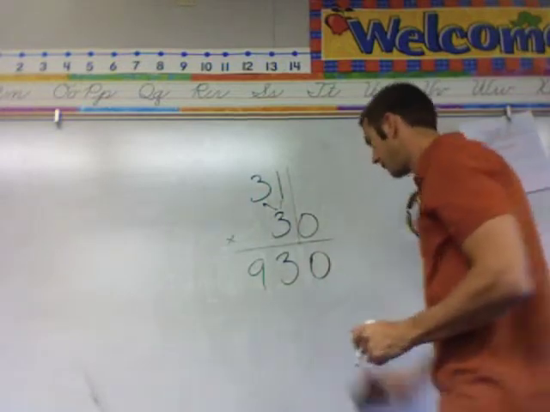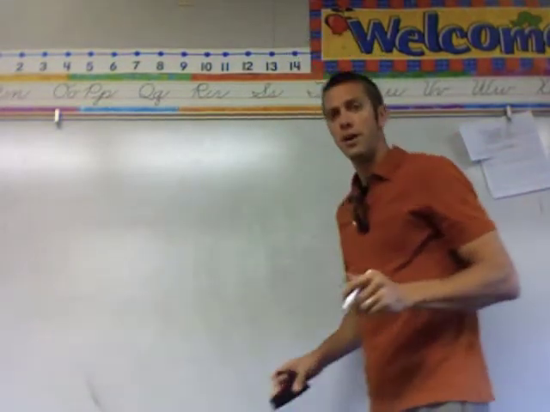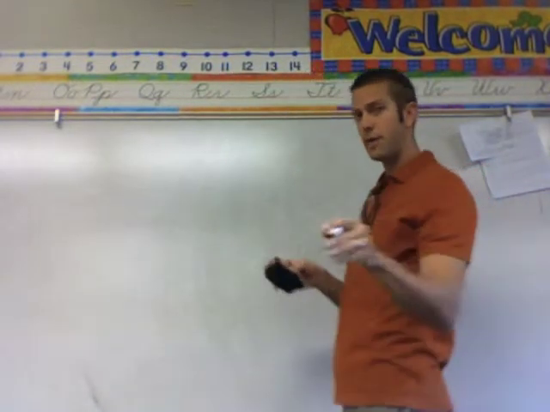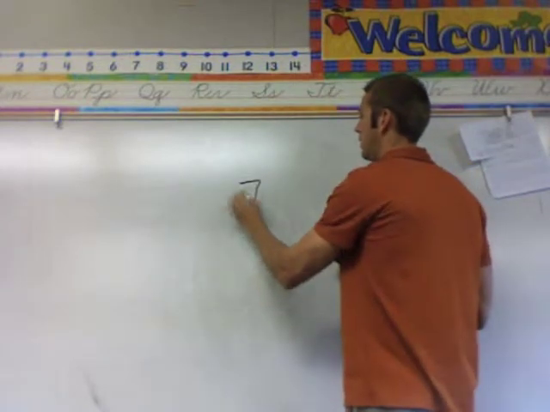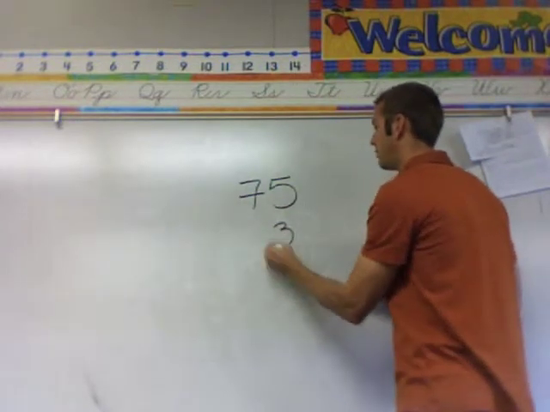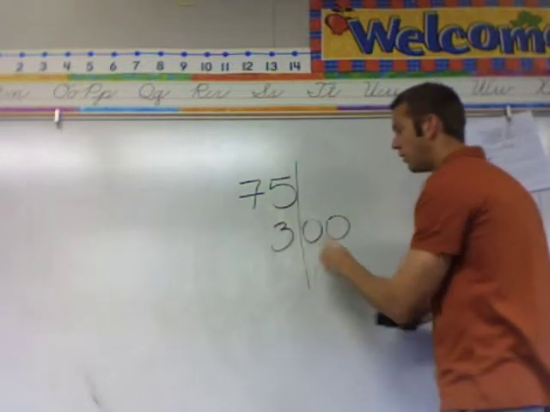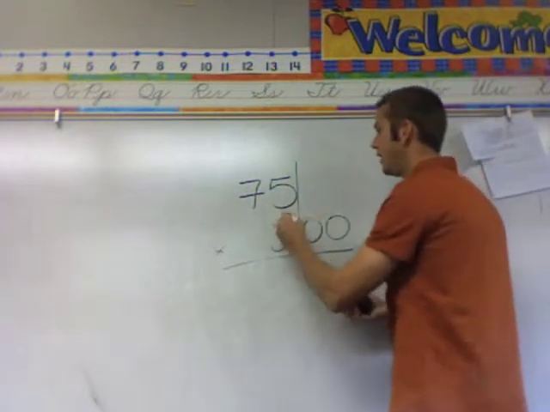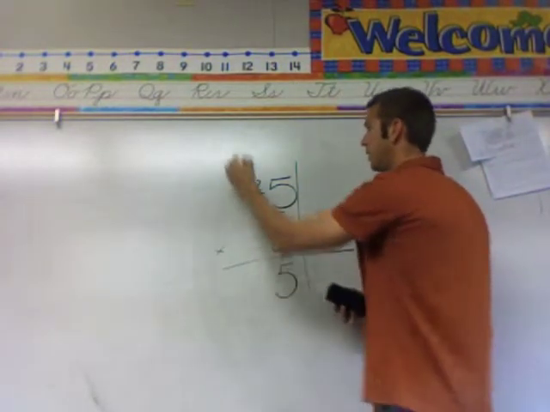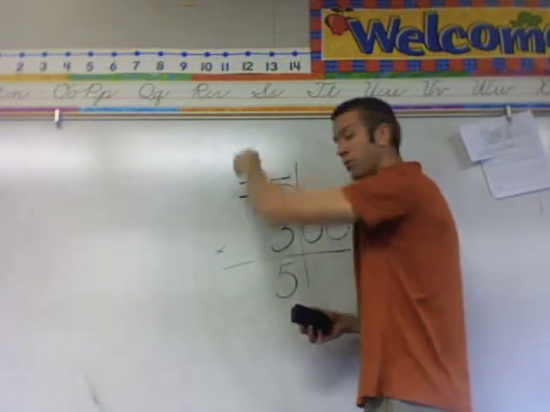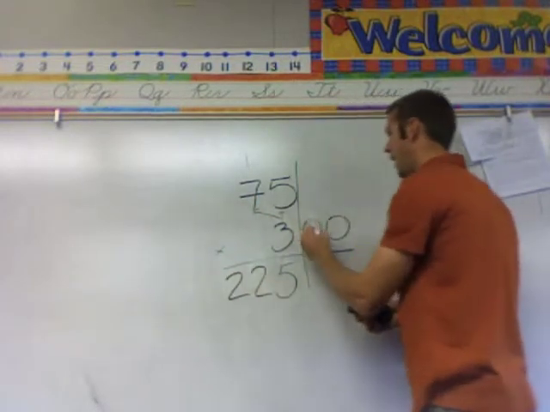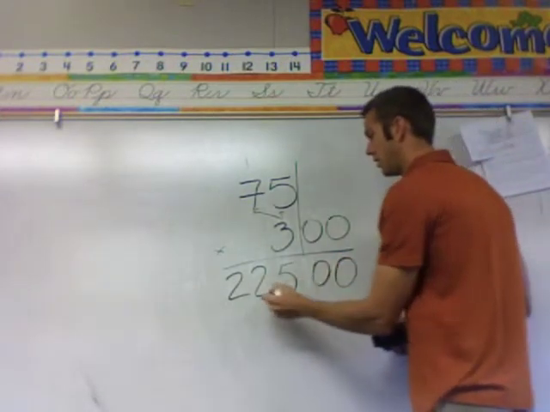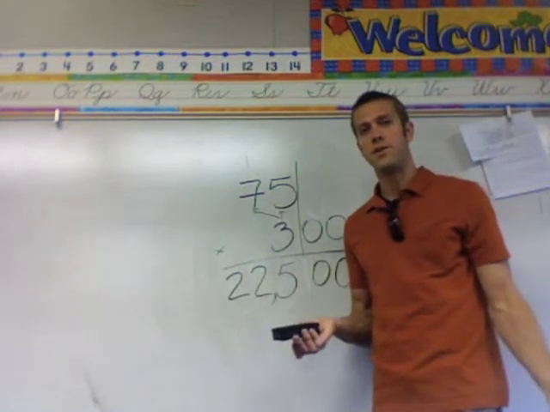Okay? Let's try it with a multiple of 100. Number 5 is 75 times 300. Remember, I want the numbers with the 0 on the bottom. So 75 times 300. Zeros leave out on the edge. You don't want them getting in the way right now. Okay? So 3 times 5 is 15. 3 times 7 is 21, plus 1 is 22. And I also have 2 zeros to drop down. So 22,500 is your answer.